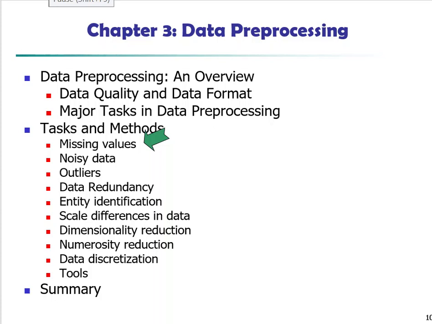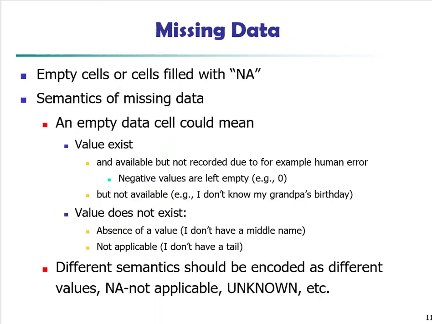Okay, the first task in data pre-processing we want to cover is missing values. And we're going to introduce some of the methods that address missing value issues. So we've seen in the police shooting data some empty cells or cells filled with NA, not available.